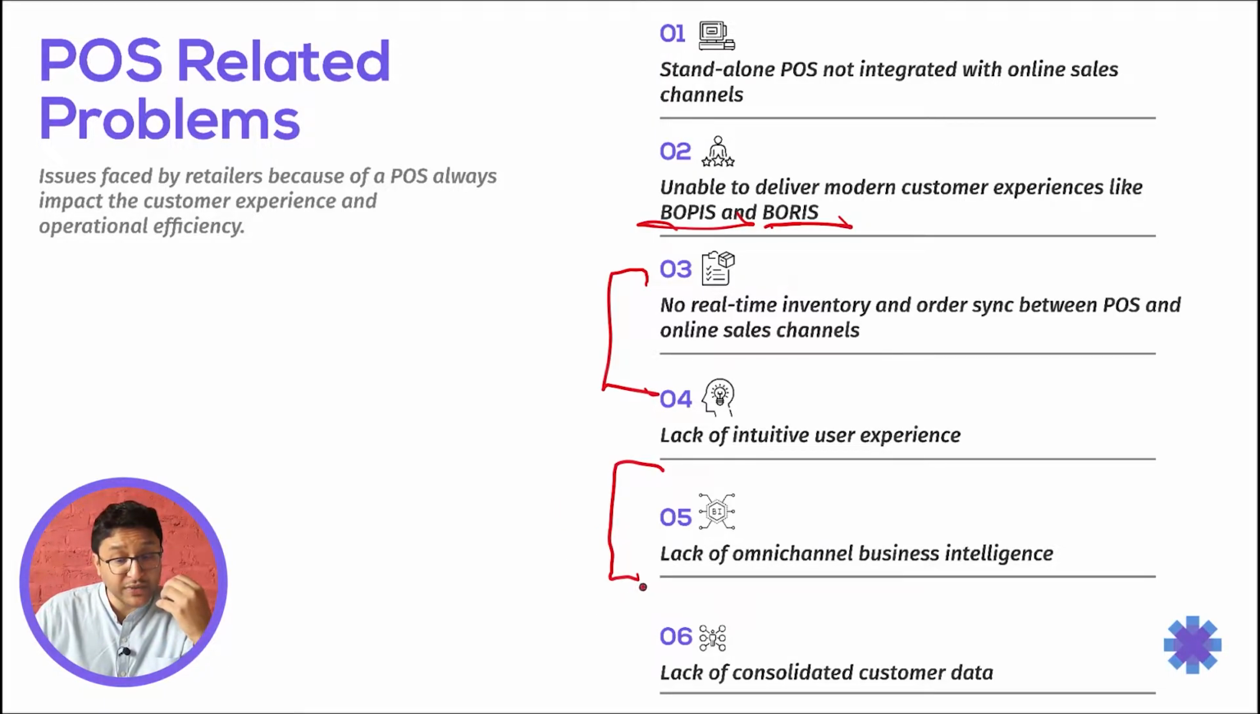The big issue that you face is also lack of consolidated customer data. So you don't have a unified view of your customer, what that customer is doing on all the various customer touchpoints, whether that's online or offline. You don't have that intelligence when you are on legacy point of sale systems.